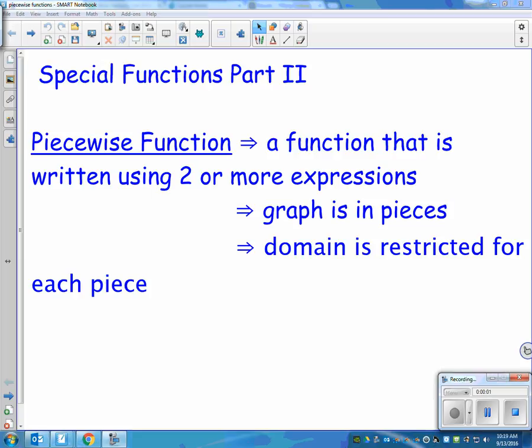Parking fee problem, we talked about that. That's called a piecewise function, because basically it's a function that's in pieces, and you have to write which piece goes to which part, which is that domain part that we just put out there. So your graph is in pieces, your domain is restricted, and you just have to practice: how do I graph this? What do I mean? What does it look like? And so we're just going to practice doing that.